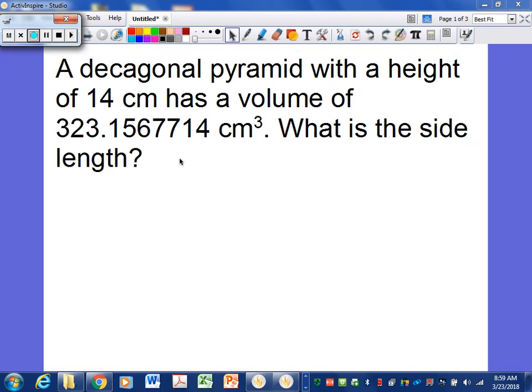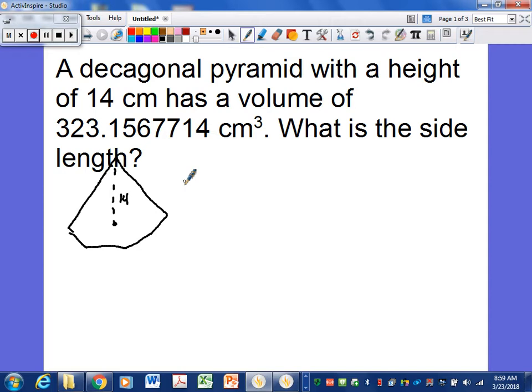So we have a 10-sided pyramid, which I'm not really going to draw, but just imagine that this has 10 sides. With a height of 14. So the height goes from the center down to the middle. We know this is 14. We know the volume. We want to figure out what the side length is.